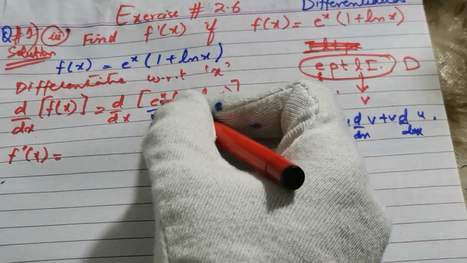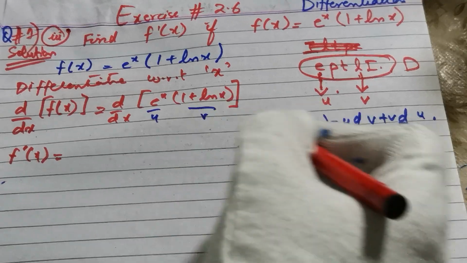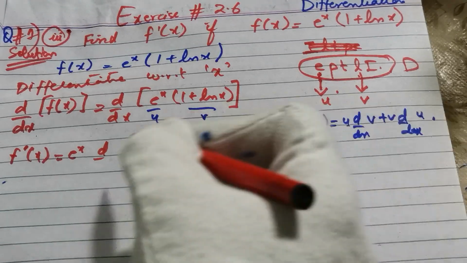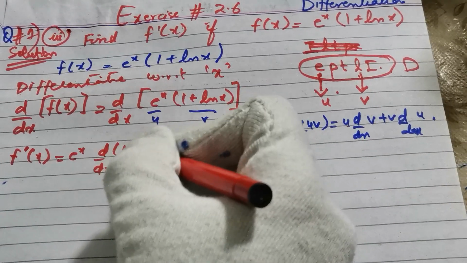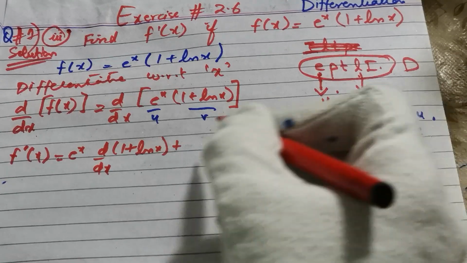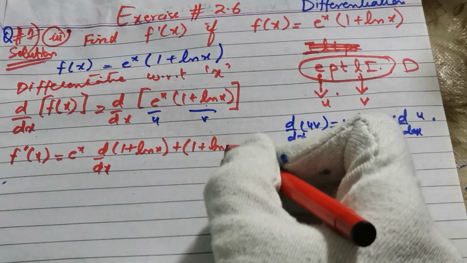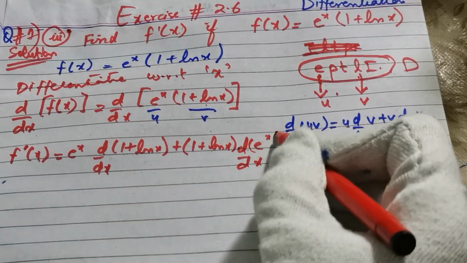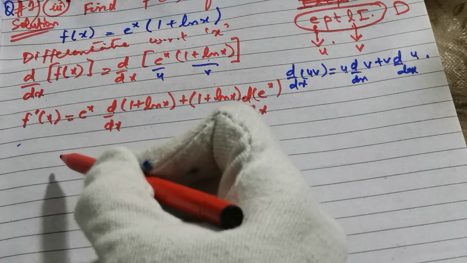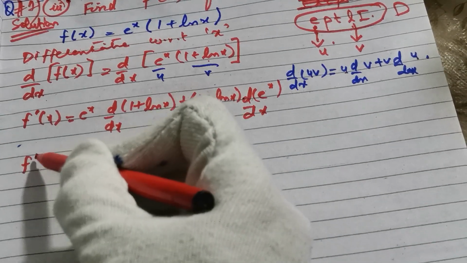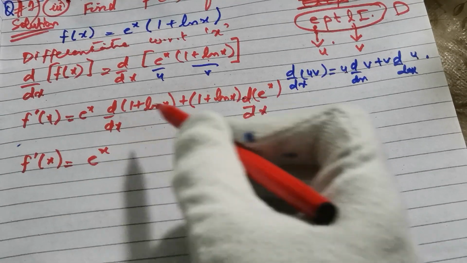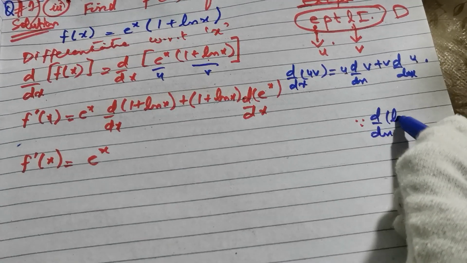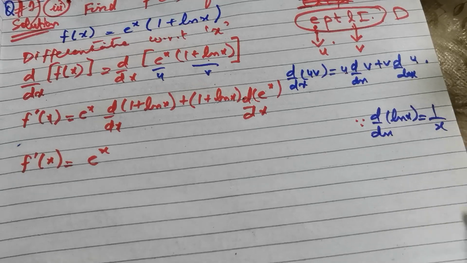So u is e^x, times the derivative of v, where v is 1 plus natural log of x, plus v, which is 1 plus natural log of x, times the derivative of u, which is e^x. Now e^x as it is, times the derivative of 1 plus natural log of x. The derivative of natural log of x is equal to 1 by x.